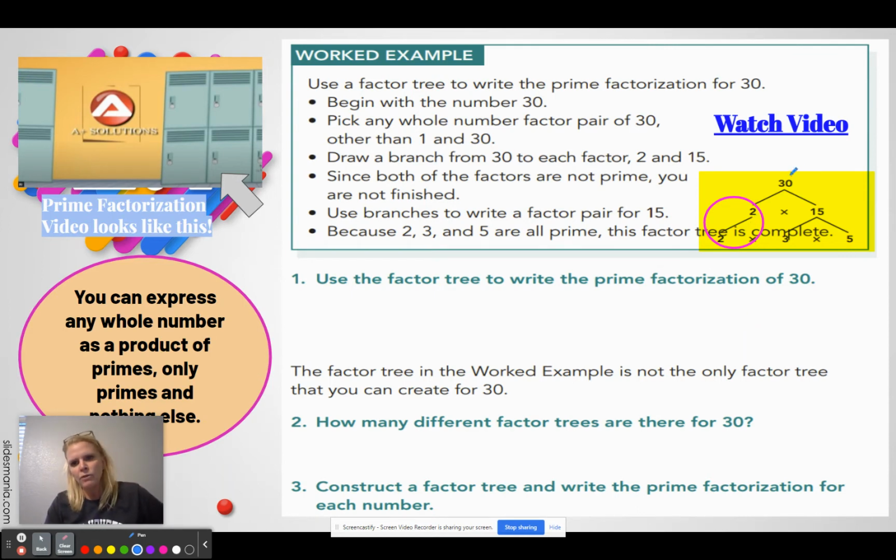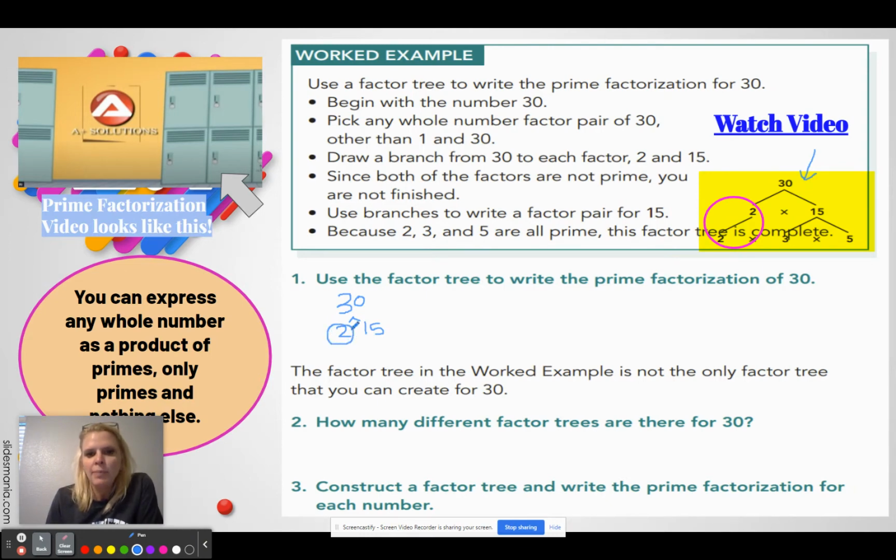So if you look right here on this example, they started with 2 and 15. Let me show you what it's going to look like. If I have 30, and I use 2 and 15, I'm going to ask myself, is 2 or 15 a prime number? Well, we know based on our warm up that 2 is a prime number. So what we're going to do there is circle it.